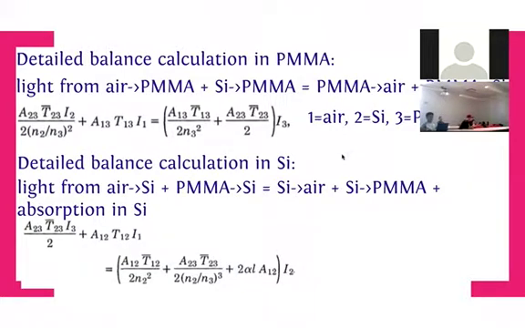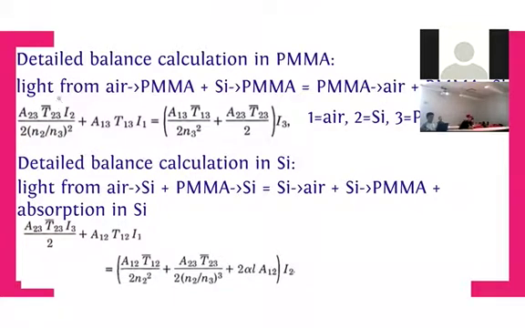The analysis in this situation is a little bit different than before, because you have four different things happening, and you can apply the detailed balance analysis just like before, thinking about it in PMMA. So light coming from air to PMMA, plus light going from silicon to PMMA, should be equal to the light escaping from PMMA into air, plus the light escaping from PMMA into silicon. The equations are the same, it's just that you have an extra escape mechanism. Previously, remember, the escape was only into air. Here we also have escape into silicon.